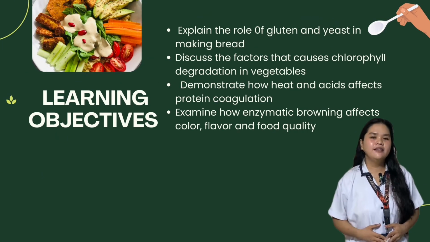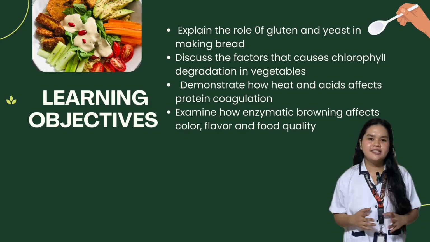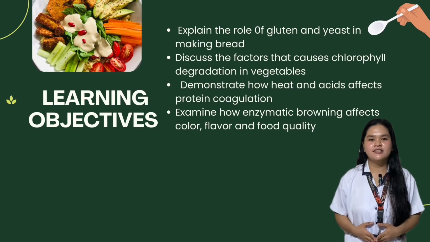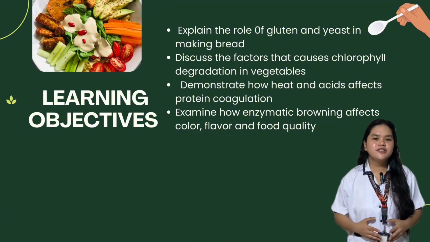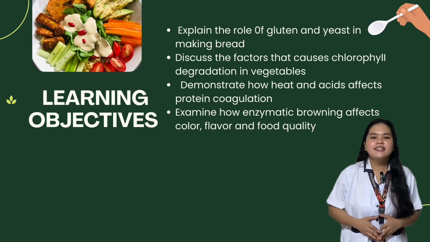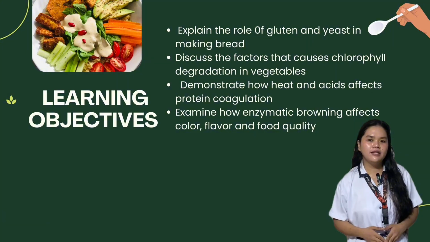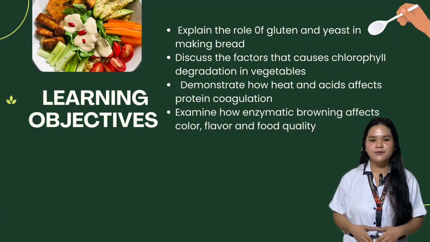First, explain the role of gluten and yeast in making bread. Discuss the factors that cause chlorophyll degradation in vegetables. Demonstrate how heat and acids affect protein coagulation. And lastly, examine how enzymatic browning affects color, flavor, and food quality.